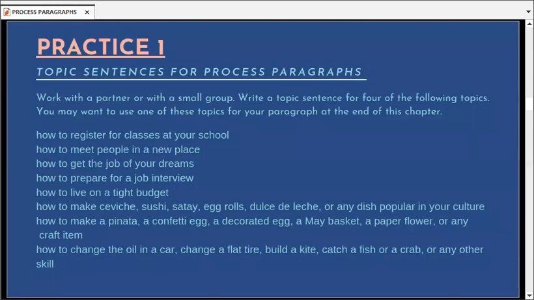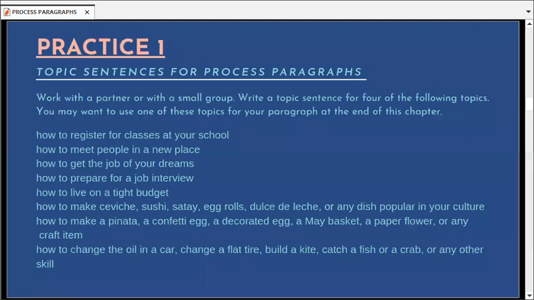Next, topic sentences for project paragraphs. Work with a partner or with a small group. Write a topic sentence for four of the following topics. You may want to use one of these topics for your paragraph at the end of this chapter.